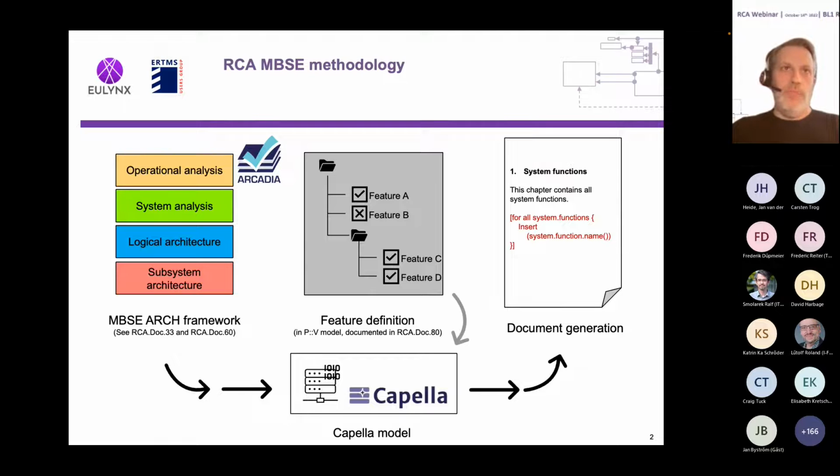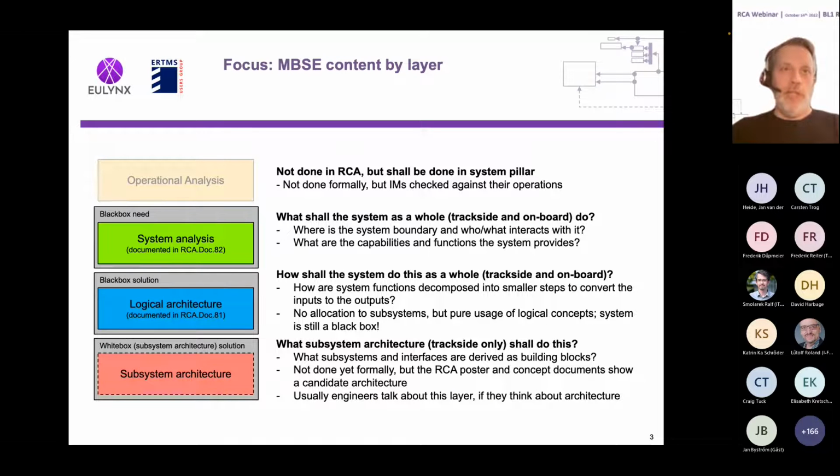Okay, as promised, let's deep dive into the Arch process, because that's the foundation how we worked in RCA, at least for the RR cluster and at least for the model-based elements we already have in the RCA. The Arcadia method basically defines 4 layers of work you have to do, and we did not do all of them. And something was due to time, for example, the lowest layer here, I will come to that in a second, but something was also intentionally left out, and that's the operational analysis.